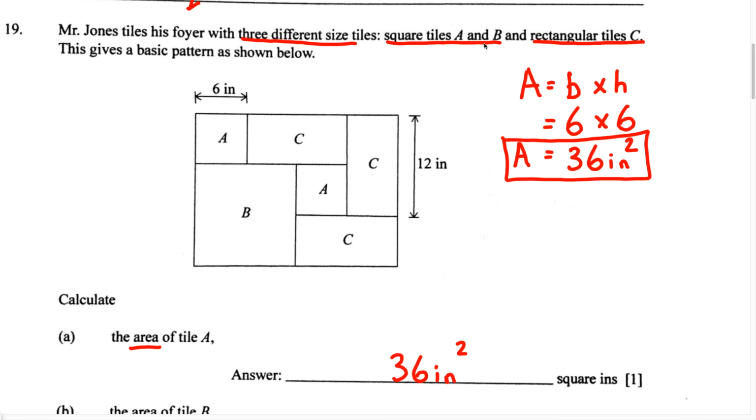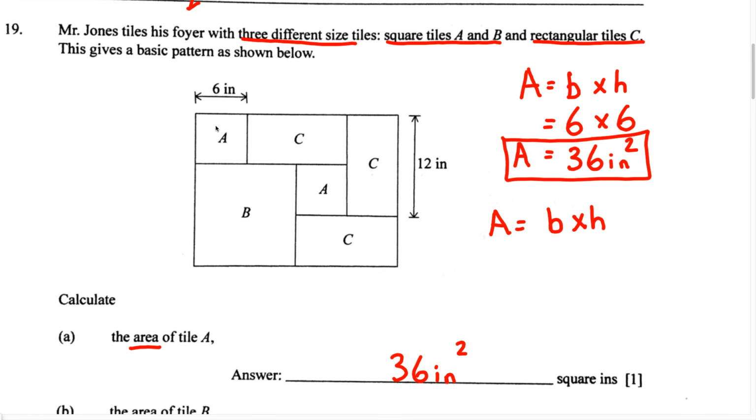So we can say area equals base multiplied by height. And we know all sides of a square are going to be equal. So we just have to find the length of one side of the square. Now, because they didn't give us any length for tile B, it's best that we try to fill out this pattern. That way we can solve for the area of tile B.